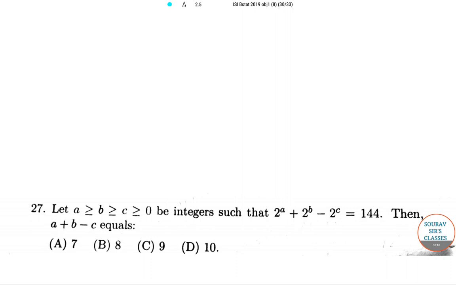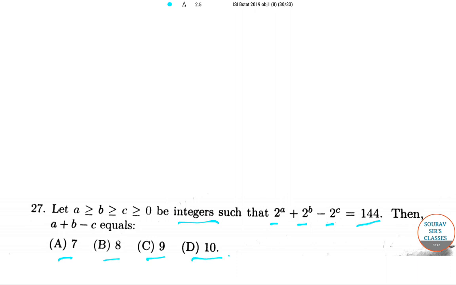Today I am going to solve the ISI B.Stat 2019 objective question paper. Now it is question number 27. Let A ≥ B ≥ C ≥ 0 be integers such that 2^A + 2^B − 2^C = 144. Then we have to find the value of A + B − C. Here option A is 7, option B is 8, option C is 9, and option D is 10.